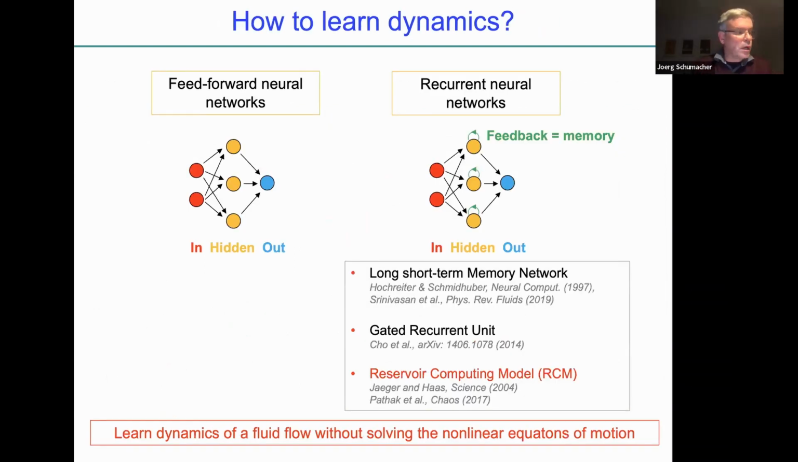When you want to learn the dynamics by a machine learning algorithm, you have to do a little bit more. You have to implement some kind of short-term memory, some kind of feedback. And that brings us from the classical standard feed-forward neural networks to the recurrent neural networks. And there are three big groups of these recurrent neural networks. These are the so-called long short-term memory networks.